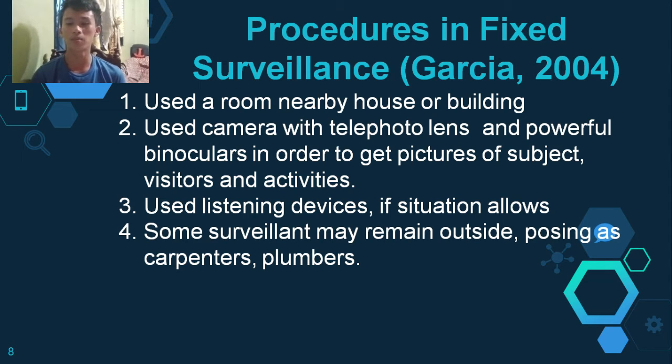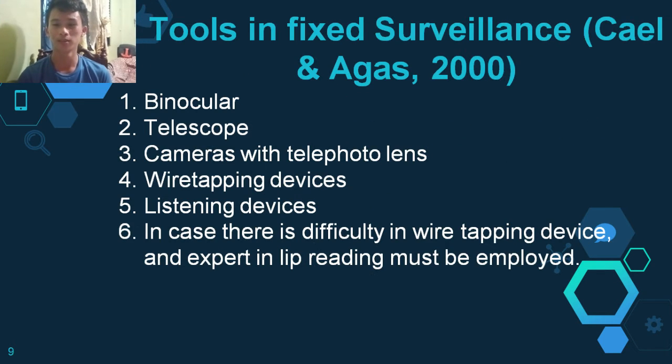Use listening devices where the situation allows, like a mic placed there so you can hear what they are saying. Some surveillants may remain outside posing as carpenters or plumbers. They disguise themselves, for example as addicts or vendors, so they can investigate the crime.